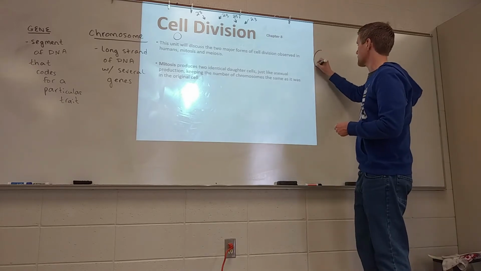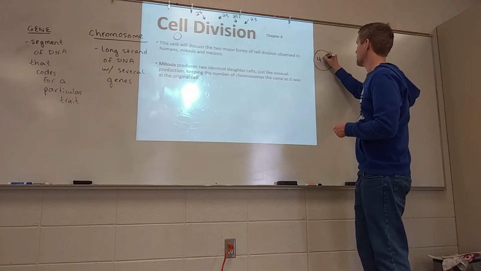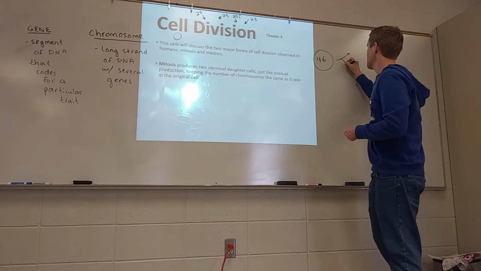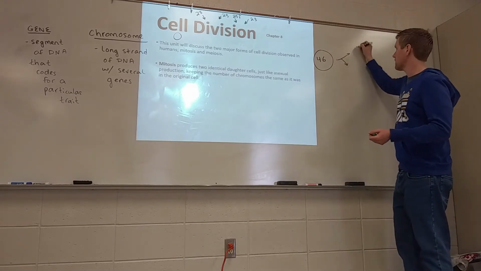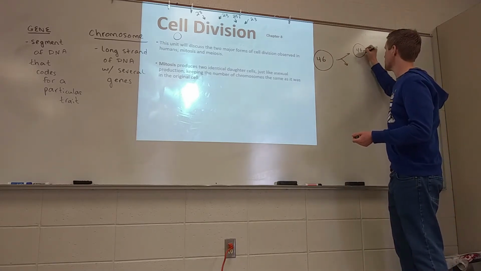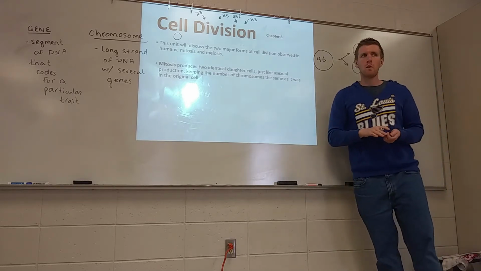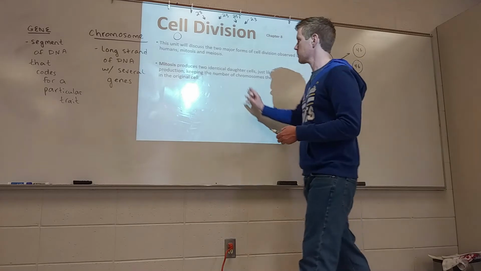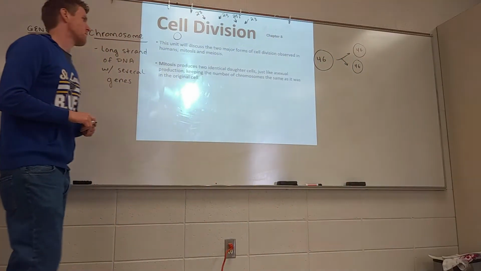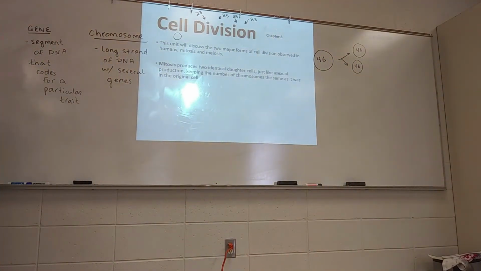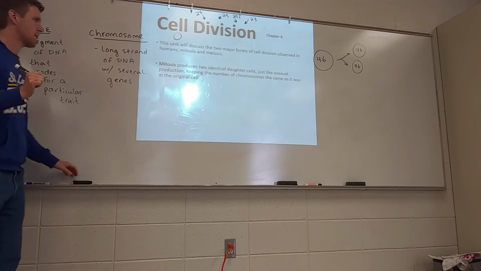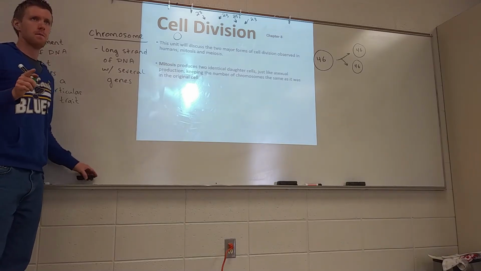starts with a cell that has a certain number of chromosomes. In humans it's 46. And ultimately divides the cell into two daughter cells, each with the same number of chromosomes as what we started with. So mitosis produces two identical daughter cells. It's a lot like asexual reproduction. It keeps chromosome number the same as in the original cell.